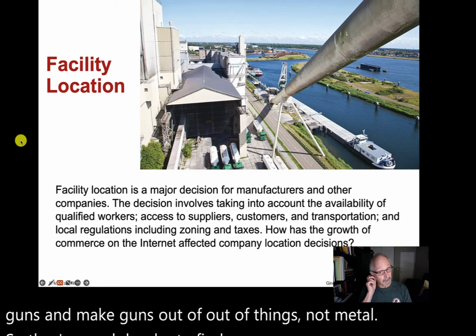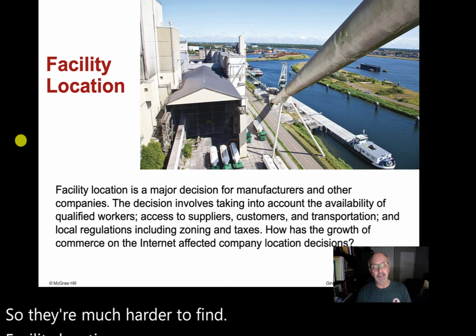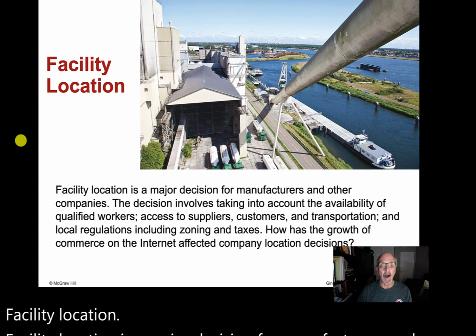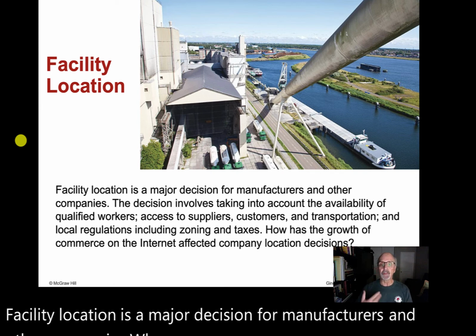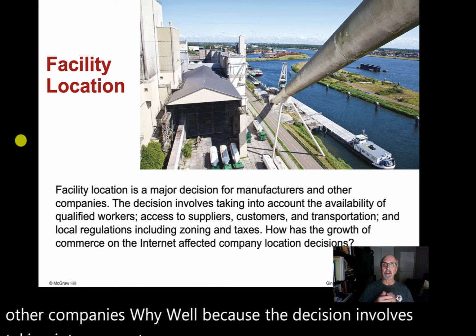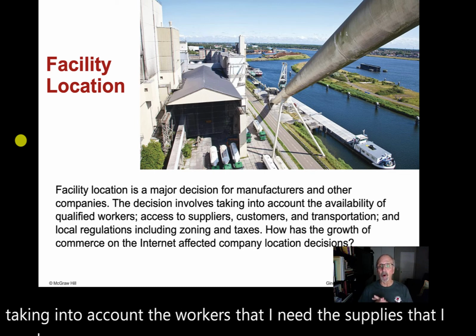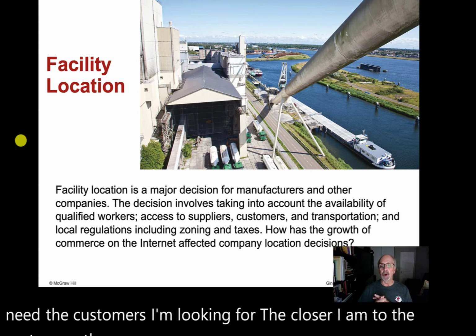Facility location. Facility location is a major decision for manufacturers and other companies. Why? Well, because the decision involves taking into account the workers that I need, the supplies that I need, the customers I'm looking for. The closer I am to the customers, the less I have to pay in shipping costs.